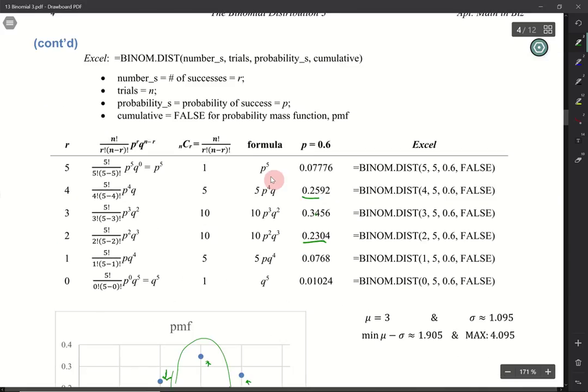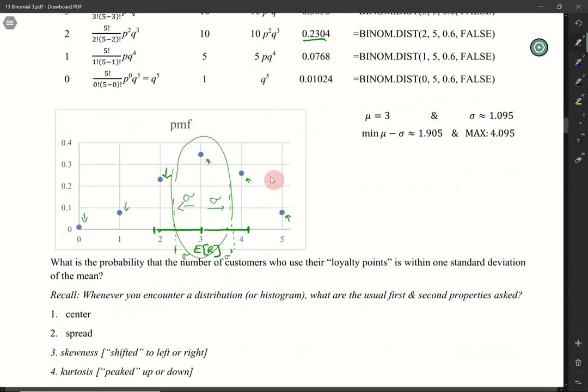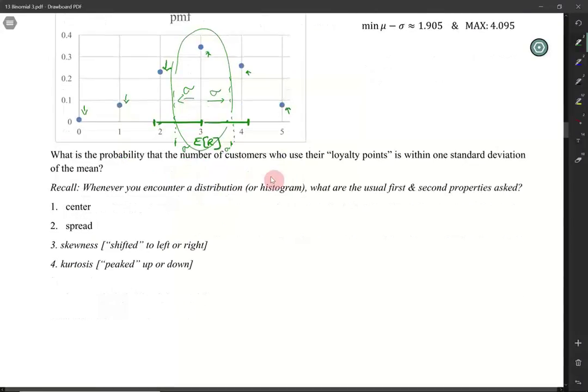Okay, so that hopefully gives you a better understanding of how to apply this binomial distribution.